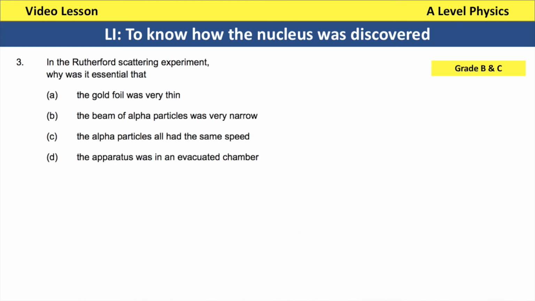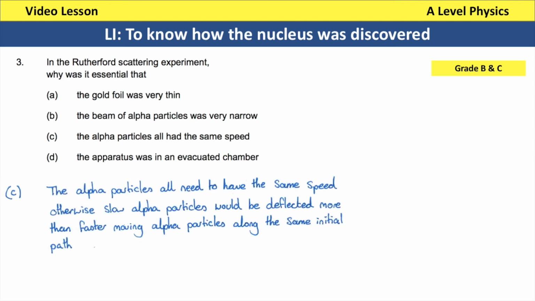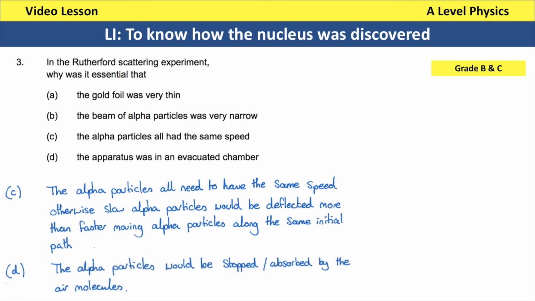Okay, part C says, why was it essential that the alpha particles all have the same speed? So they all need to have the same speed and the same kinetic energy. Otherwise, slower alpha particles will be deflected more than faster moving alpha particles along the same initial path. Part D. Why was it important that the apparatus was in an evacuated chamber or a vacuum? The alpha particles would obviously be stopped or absorbed by air molecules, and we don't want that to happen because that would influence the results of the experiment.